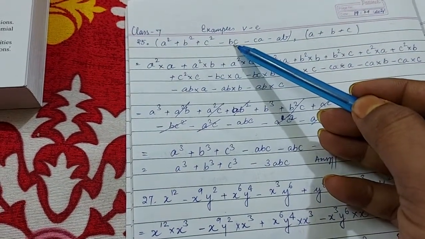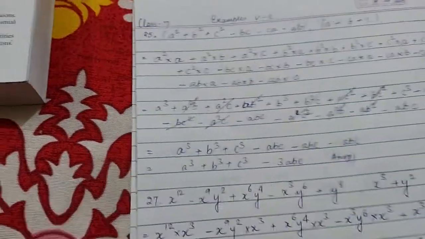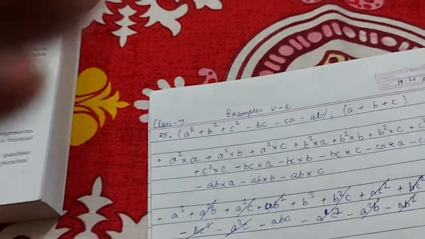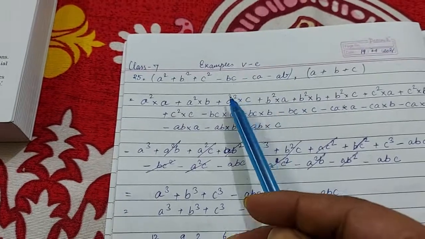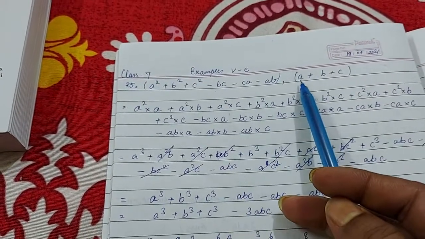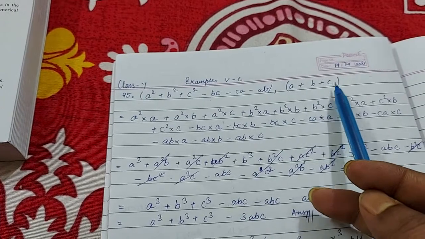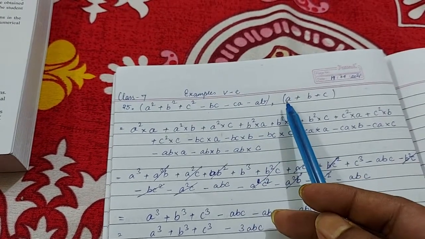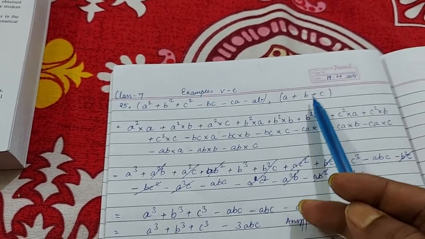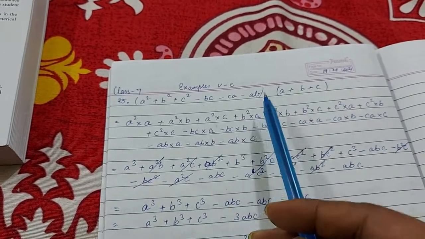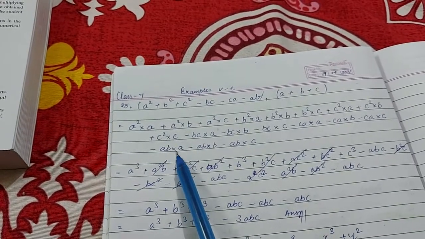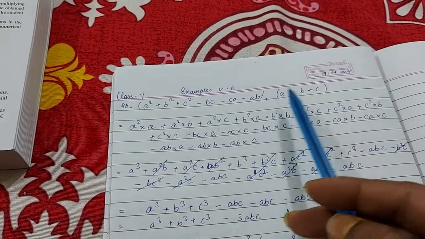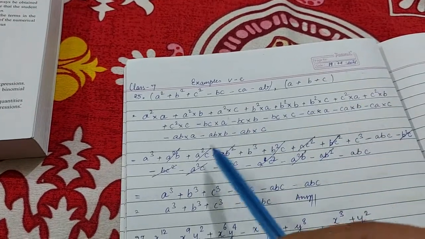Again minus bc we will multiply with all these three. Minus bc will be multiplied with a, with b and again with c. Minus ca will be multiplied in the same manner, that is a, b and c. And minus ab will be multiplied with a, that is minus ab into a, minus ab into b, minus ab into c. We'll multiply this and we'll write over here.